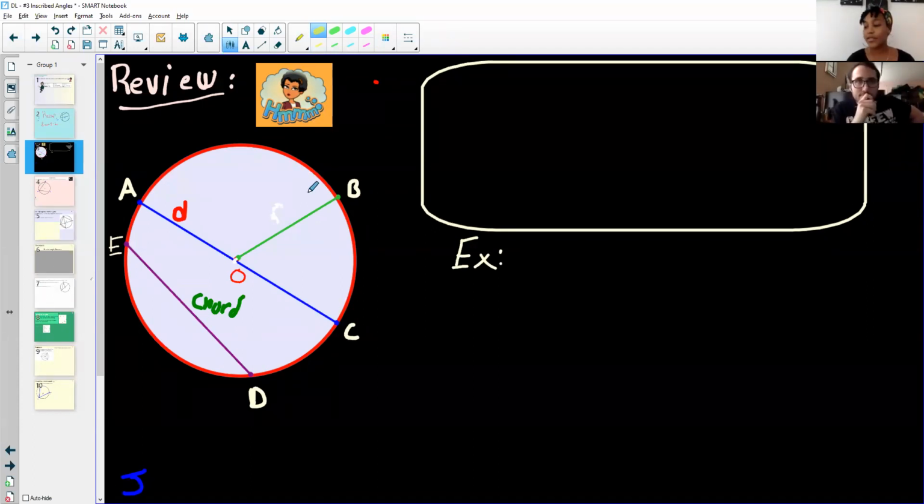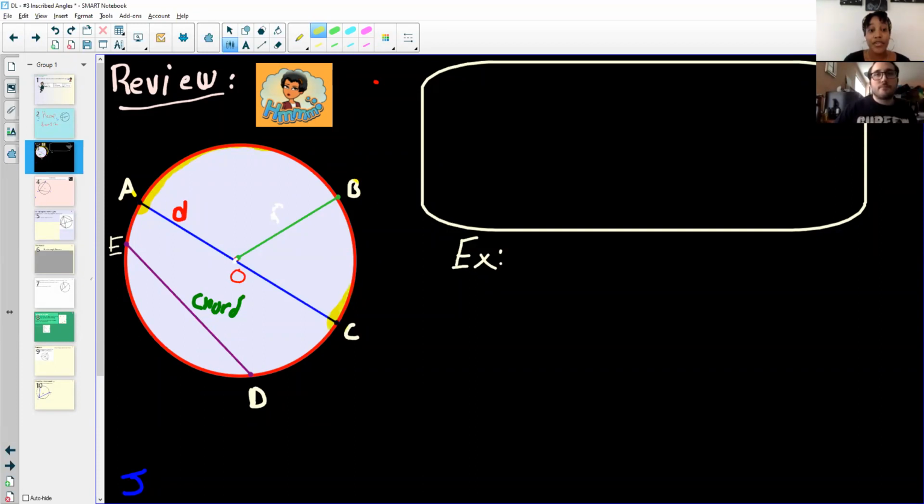Then we taught you about something called arcs. We taught you about major arcs and minor arcs. We know that a whole circle is 360 degrees, but arcs are pieces or parts of that circle's circumference, right? If the whole circle is 360 degrees, half of a circle is 180 degrees. For example, 180 degrees on this circle would be from A to B to C, right? That's half of the circle.